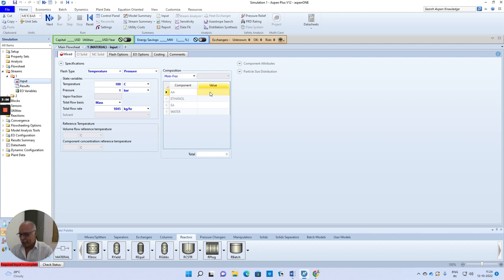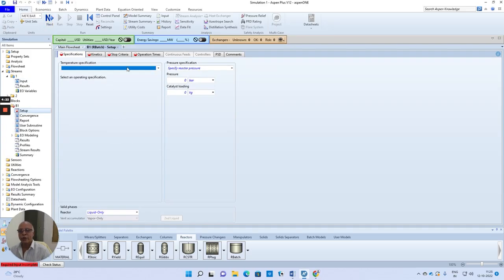Choose mole fraction. Acetic acid is 13%, ethanol is 45%, water is 52%. You can see this stream has been addressed. So we may have to provide some information with respect to the block. Let us go to the next input screen.